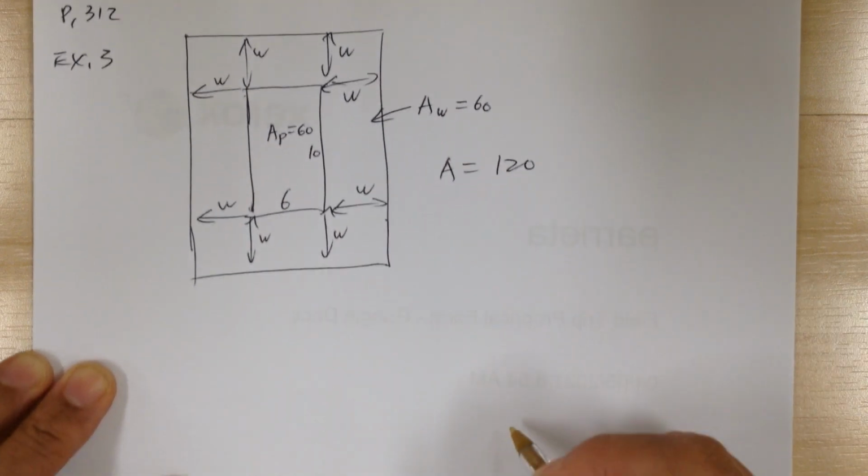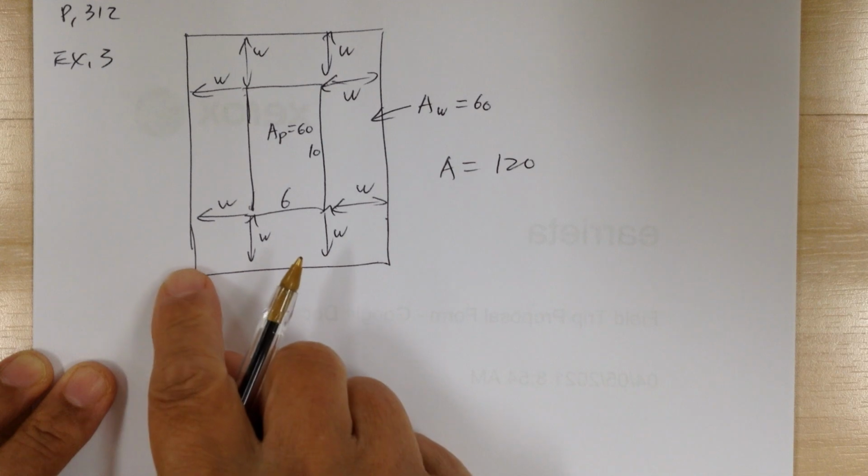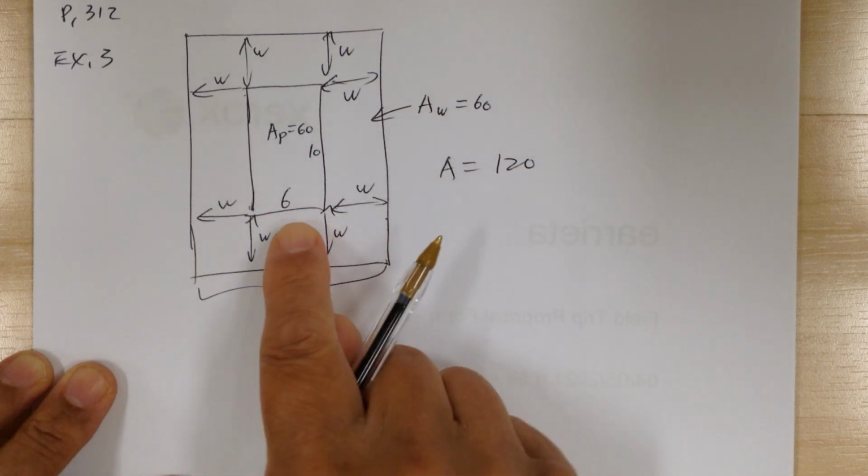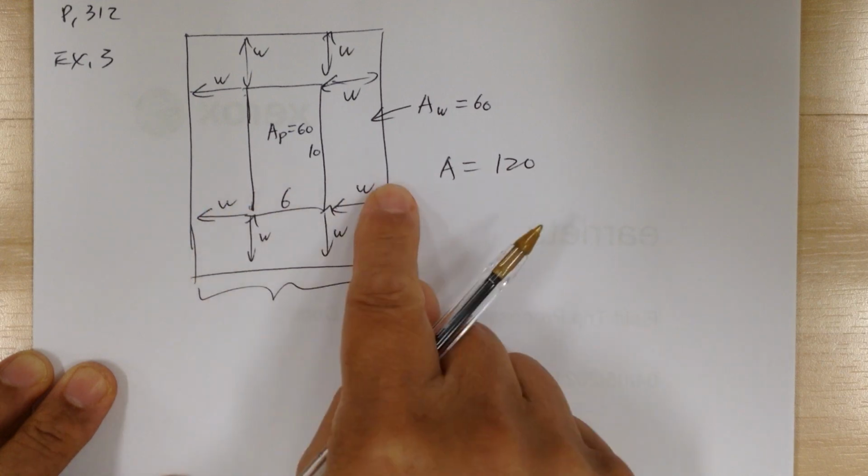Okay? Well, area equal to the base times height, or length times width. So in this case, if you look over here, this is 6 and this is 2, this is W and W.